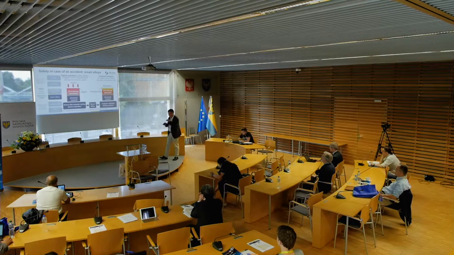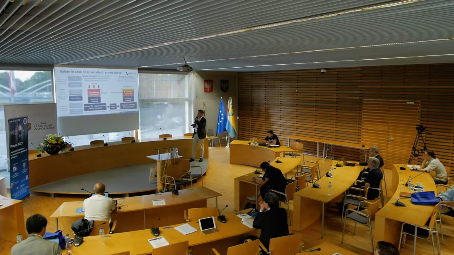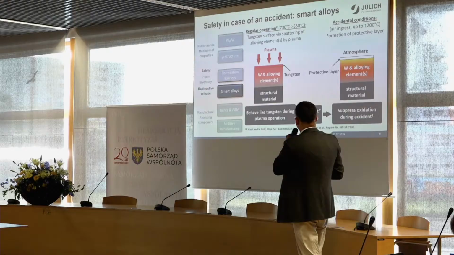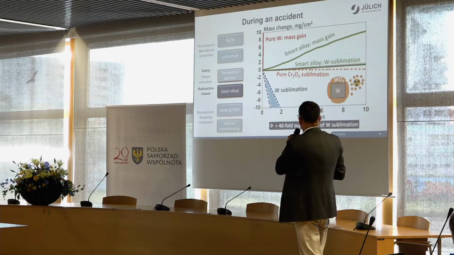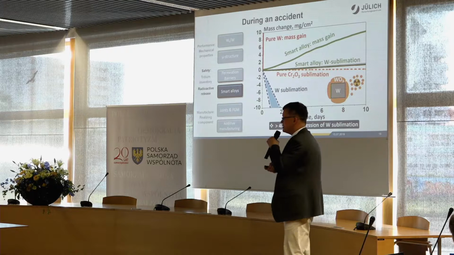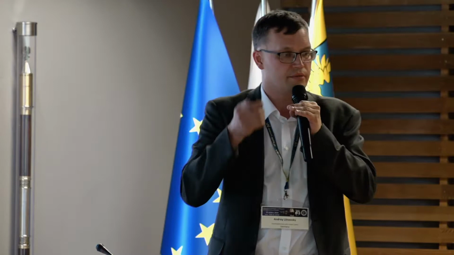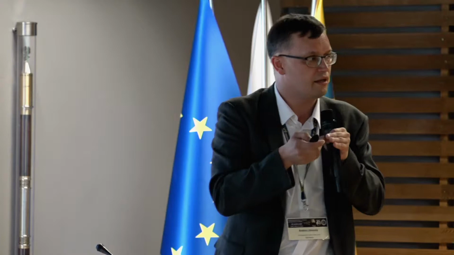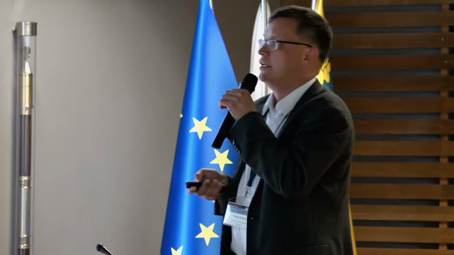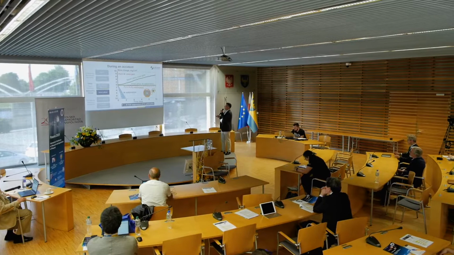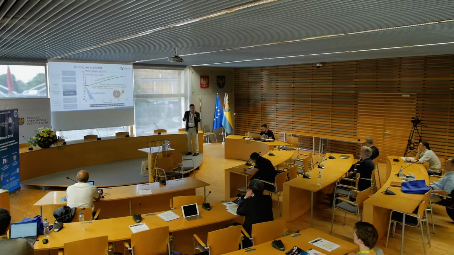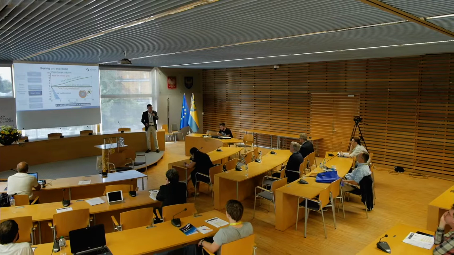Now, we started this around 2013, and you can see where we are going here. These are the results of the test of the tungsten and the advanced smart alloy in accidental conditions. This material was subjected to exposure of humid air at 1,000 degrees C, both the tungsten and the smart alloy. What will happen with tungsten? It will start to oxidize. It will increase in mass, and it will become thicker. This is the mass change as a function of days, corresponding to the accident in the power station. So these are days after the accident in DEMO.